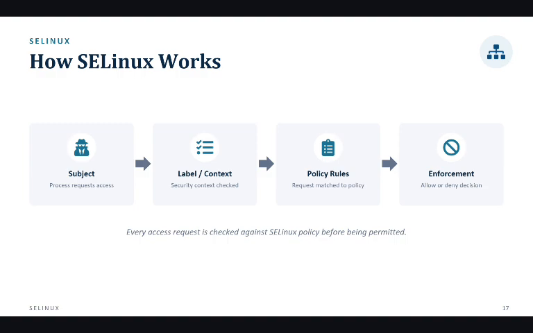So how does SELinux actually enforce this? Every access request goes through four stages. First, a subject, typically a process, requests access to something. Second, its label or security context is checked. Third, that context is matched against policy rules defined by the administrators. And fourth, enforcement happens. The request is either allowed or denied based on that policy. The key idea here is that every single process request is checked against policy before it's permitted, regardless of standard file permissions.